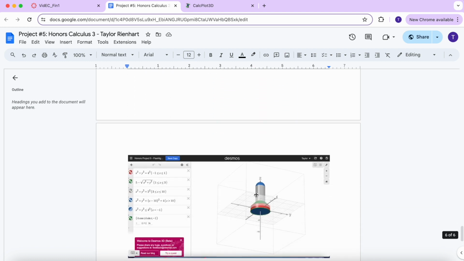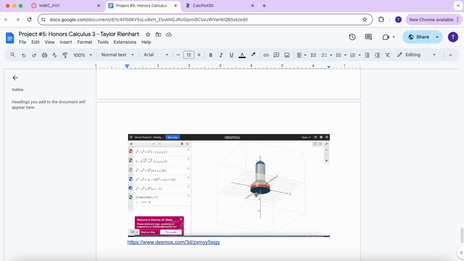And this is our entire flashlight drawn out, including our parameterized curve and our enclosed surface.